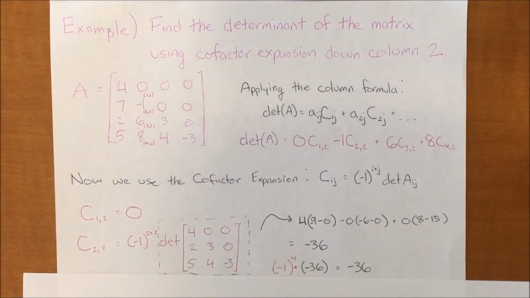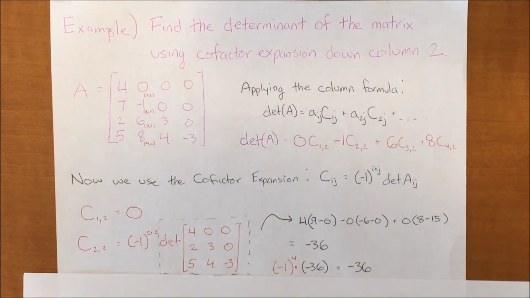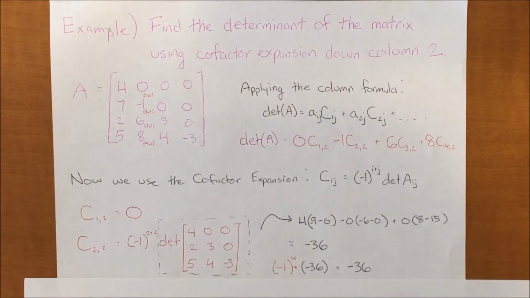Notice how the sign multiplier is chosen to be 1 or negative 1 based upon the entries located in the matrix, its i and j components. This is a key place where students mess up, so make sure to pay attention to this. Now let's look at the determinant of this new matrix.